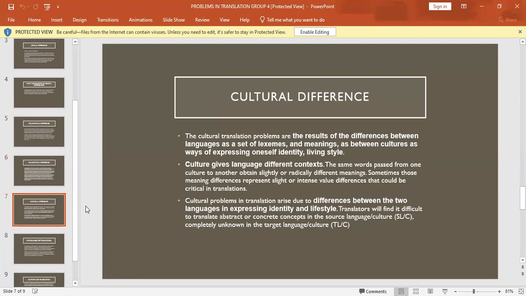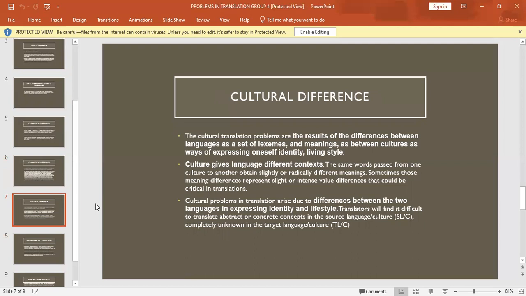Okay, the next one is cultural difference. The cultural translation problems are the results of the differences between language as a set of lexemes and meanings, and between cultures as ways of expressing oneself, identity, and living style. Culture gives language different contexts. The same words passed from one culture to another obtain slightly or radically different meanings. Sometimes those meaning differences represent slight or intense value differences that could be critical in translations.